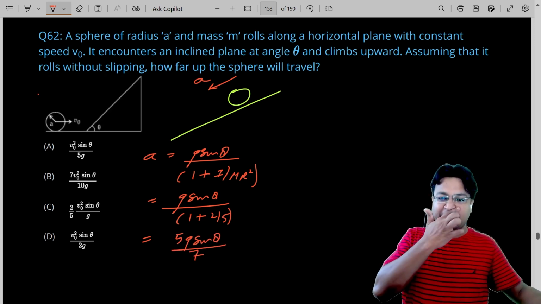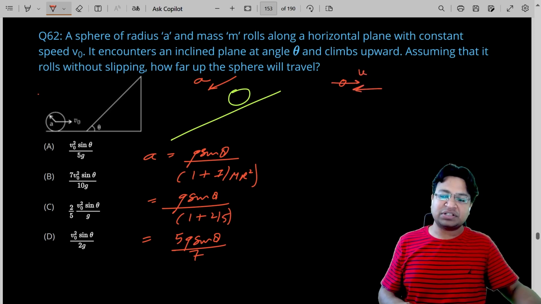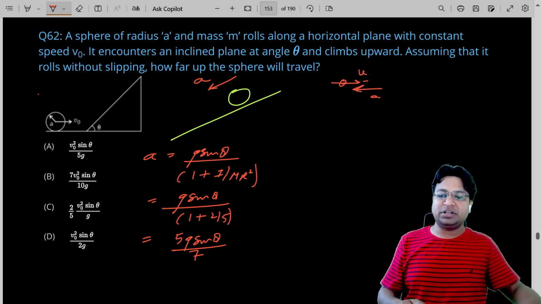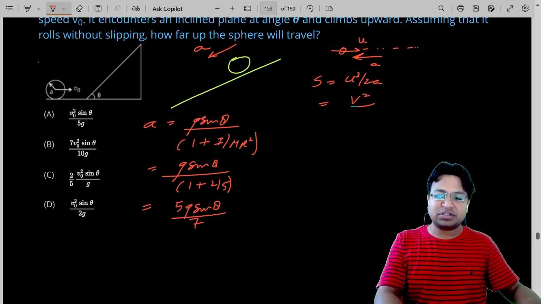Now the question asks how far will it travel. If something is traveling with speed u and it faces an acceleration in the opposite direction, then the distance covered, or the displacement, is given by u square by 2a. So this is what we are going to use. Here it would be v square upon 2a.